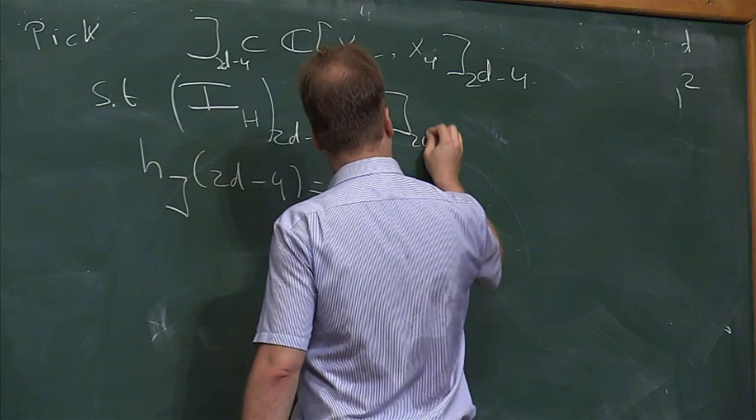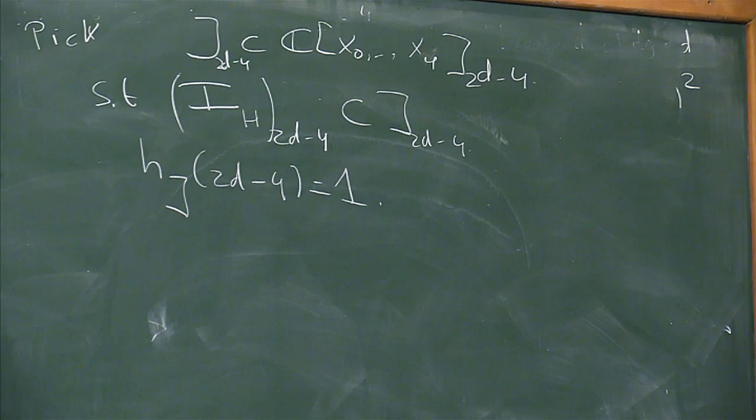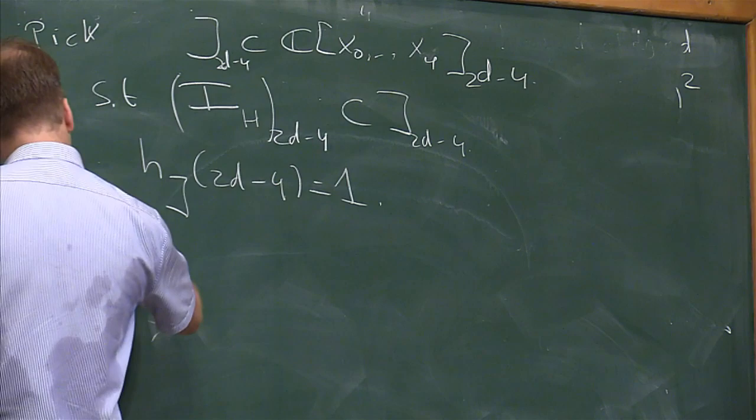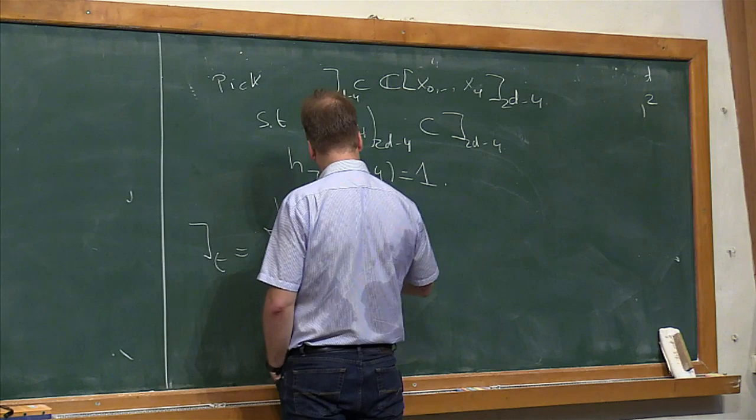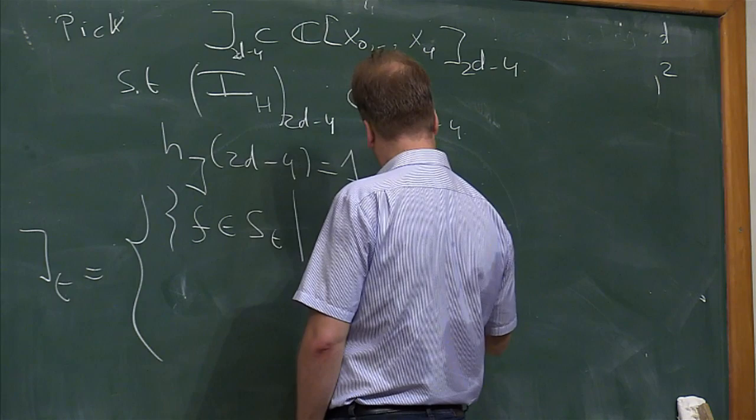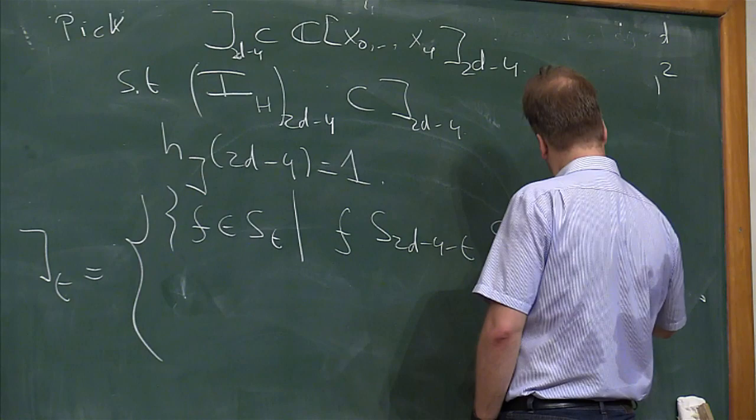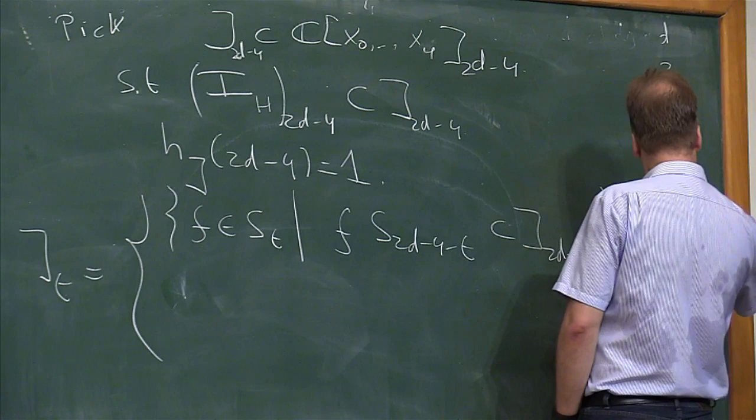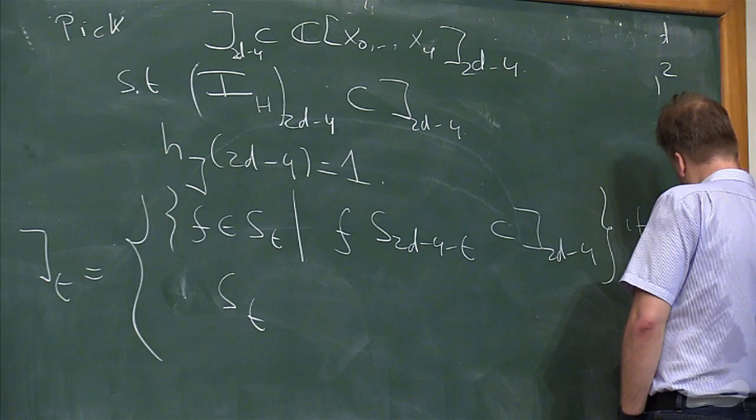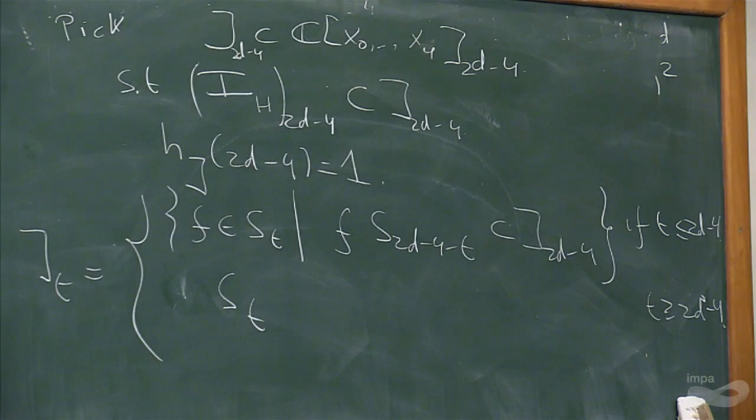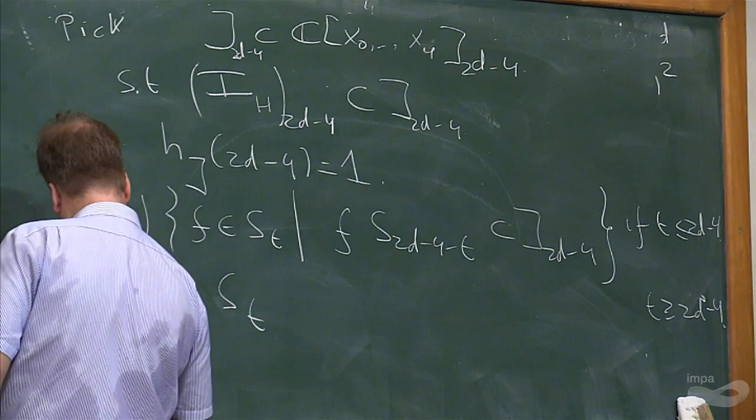And now you can use this to define an Artinian Gorenstein algebra by setting J_t to be the following thing. These are all f among polynomials of degree t, such that f times S_{2D minus 4 minus t} is contained in J_{2D minus 4}, if t is smaller than 2D minus 4, and it's just everything for t bigger than 2D minus 4. And then J, the direct sum of all J_t's, is an ideal.